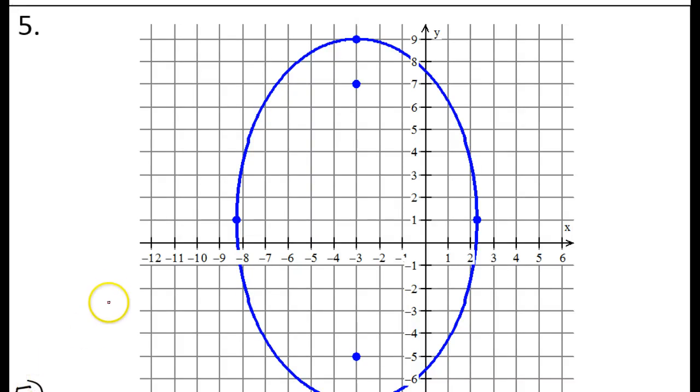In this video, I will show you how to write the standard form equation of a conic section like a circle, an ellipse, a parabola, or a hyperbola.